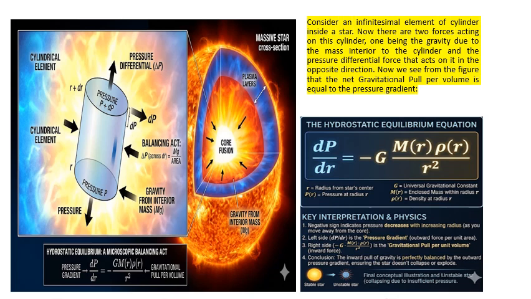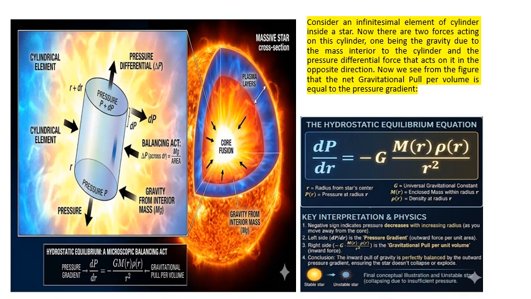So these two forces that are acting on this cylinder, one being the gravity due to the mass interior to it, and the pressure differential force due to the different pressures across its width, have to balance themselves out so that the element doesn't move or blow away or go right out of the star or collapse into the star.